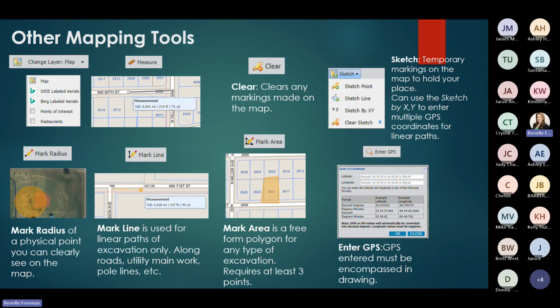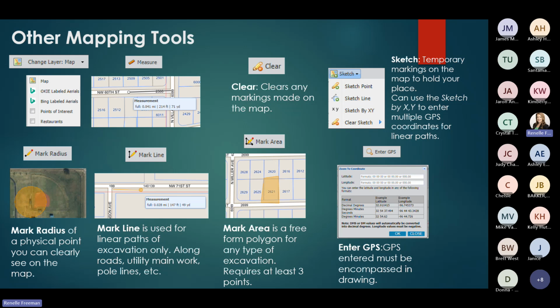The next tool is the Mark Line tool. So this would be just for linear passive excavation. Like if you're doing some road construction work and you're working a linear path along the road, if you're doing some main line work, pole lines, sidewalks, that sort of thing. Anything that's a linear path, like one single linear path from one starting point to the ending point. Because it is just a Mark Line tool, and it does show you the miles, feet, and yards as you're using it. So it kind of doubles as a measurement tool as well.